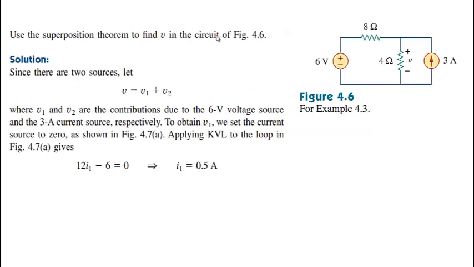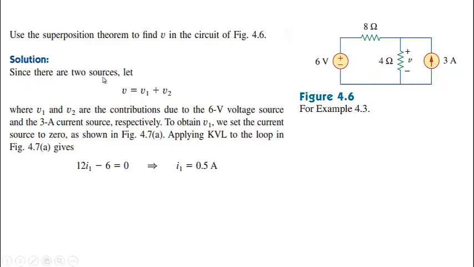Let us try to use the superposition principle on this circuit, which is figure 4.6. In this case, we are asked to find V, the voltage across this 4 ohm resistor. In the case of a voltage source, we can make the voltage source equal to 0 by simply replacing it with a short circuit. Similarly, we can make a current source equal to 0 by simply replacing it with an open circuit. Is it okay? I think this should be very clear.